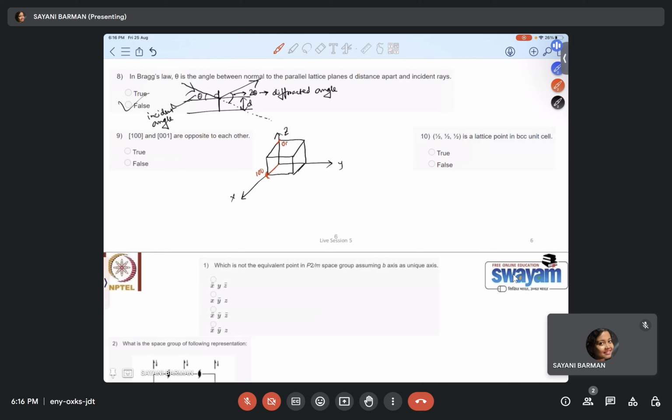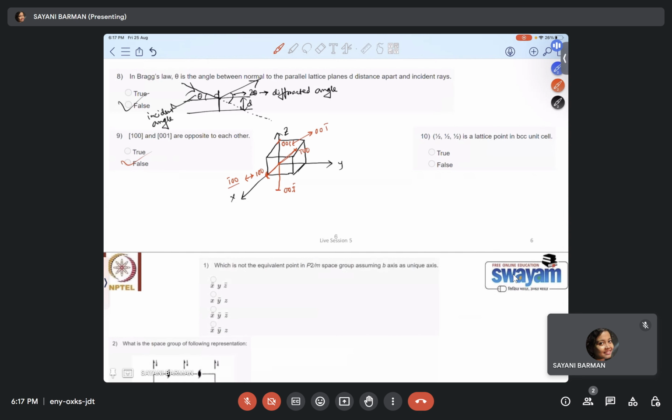This is 001. These are not the opposite ones. Rather, 100's opposite one would be 1 bar 00, and this one would be 001 bar. That is, this one would be 001 bar, and this one would be around here, 1 bar 00. So these are not the opposite ones.